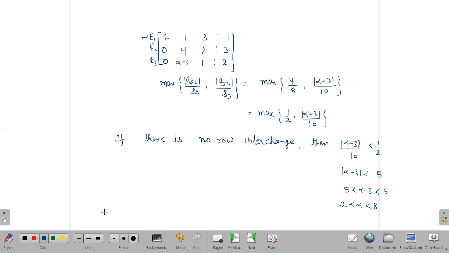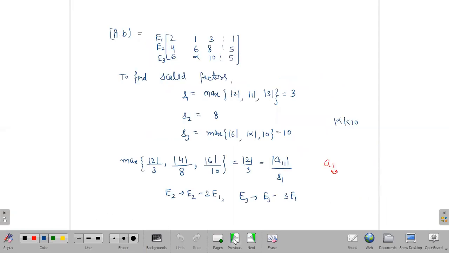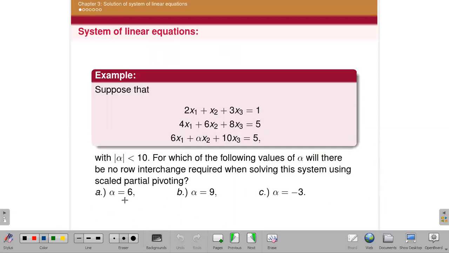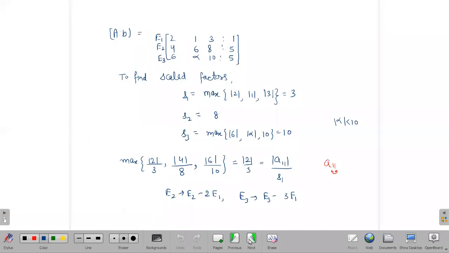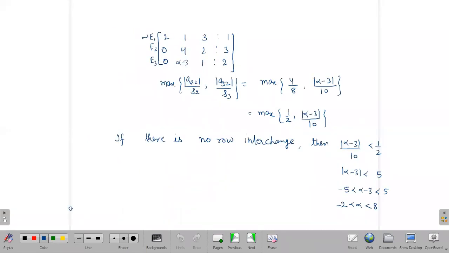So in the A part, what was the A part? Alpha is equal to 6. So for alpha equal to 6, no interchange is required because 6 is lying in between minus 2 and 8. So then no row interchanges are required.